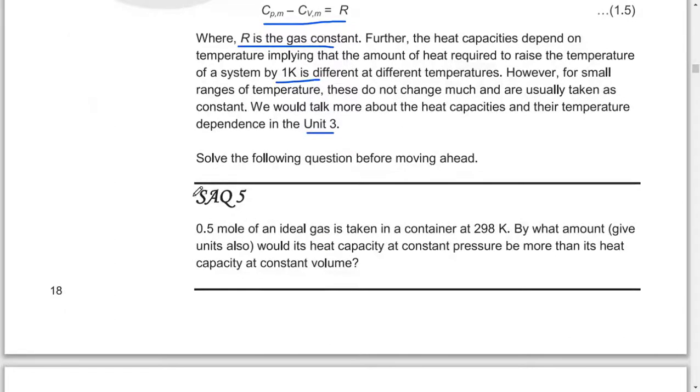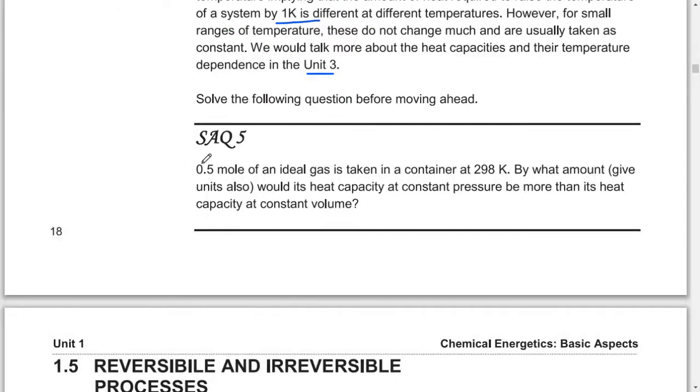Solve the following questions before moving ahead. SAQ 5. 0.5 mole of an ideal gas is taken in a container at 298 K. By what amount? Give units also. Would its heat capacity at constant pressure be more than its heat capacity at constant volume? Comment on this.